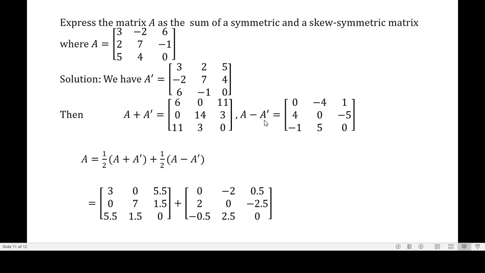Similarly, find A minus A dash. Subtract A dash from A. How to subtract the matrices? Subtract the corresponding elements, isn't it?